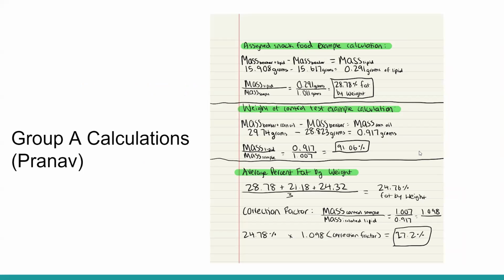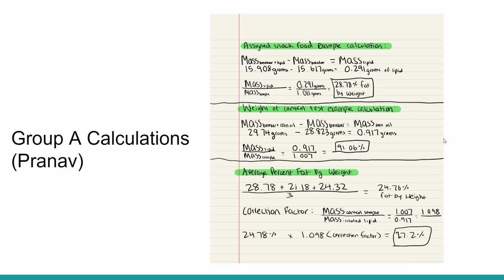On the top, we have the assigned snack food example calculation. So basically, we subtracted the mass of the beaker from the mass of the beaker and the lipid to get the mass of the lipid. For trial 1, it was 15.908 grams minus 15.617 grams. We got 0.291 grams of lipid, which was then divided by the mass of the sample to get 28.78% fat by weight.